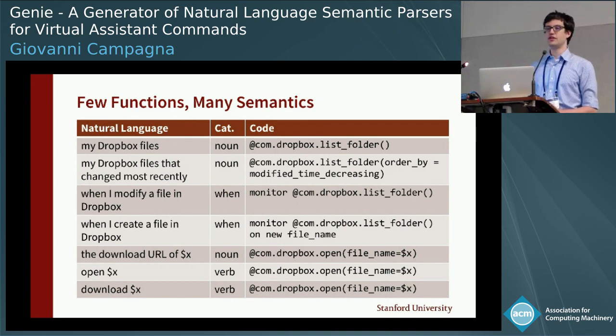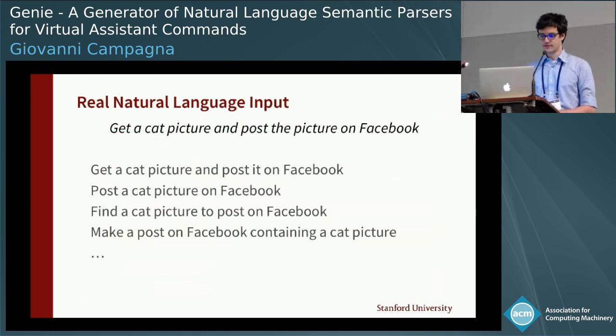It's also notable that the same API can be both a noun and a verb, so it will have different places in the English sentence where the API is used. And the next thing to observe is that even the way APIs get combined has a lot of variety. The same get a cat picture and post on Facebook can be said in a lot of different ways.